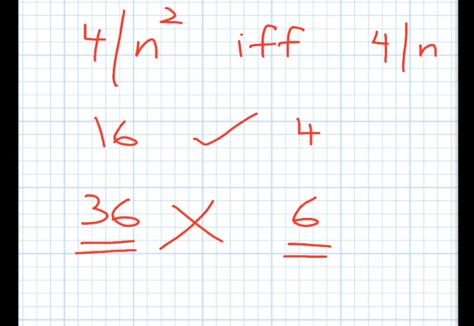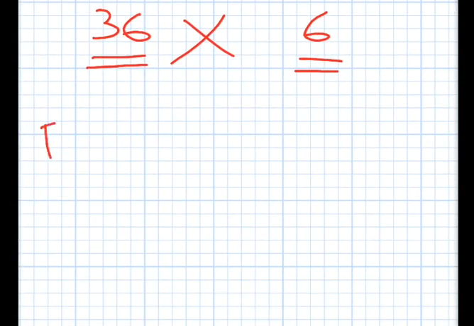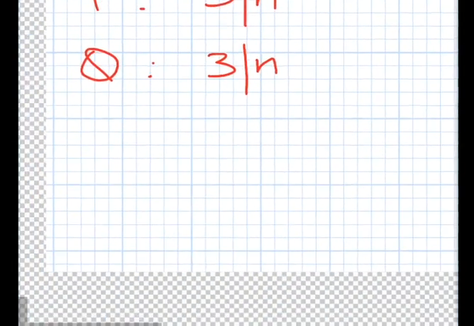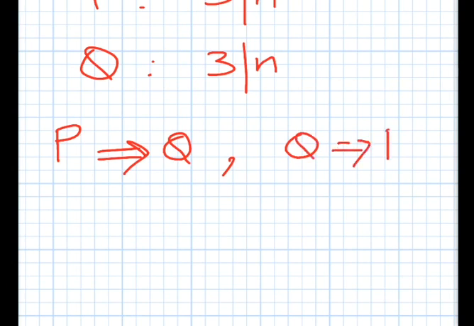Okay, now we have seen some examples and we have a pretty good idea that the statement is correct. But now let's formally prove it. We say P is the statement that 3 divides n squared, and Q is the statement that 3 divides n. What we are going to do is prove that if P then Q, and we are going to prove if Q then P. Now I'm going to prove this one first.